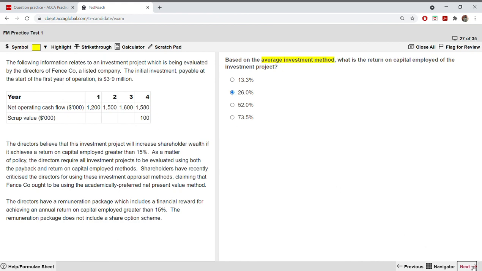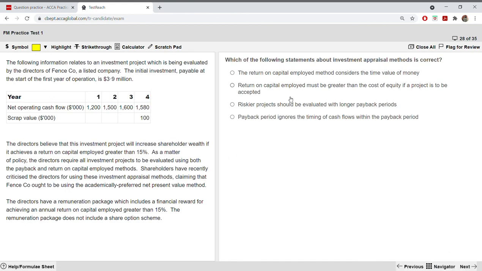Next, which of the following statements about investment appraisal method is correct? In the last paragraph, they told about investment appraisal. They are not giving a share option. They are giving a financial reward based on return on capital employed greater than 15%. So which of these is correct for the investment appraisal method? That means they are talking about all the investment appraisal techniques or methods. There are different methods.